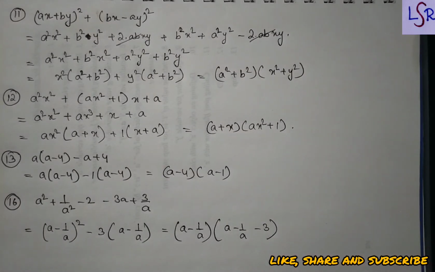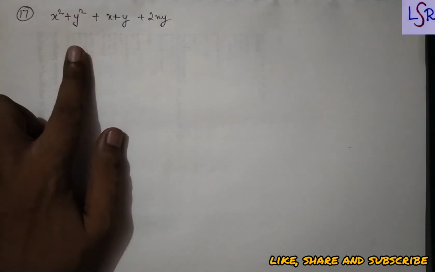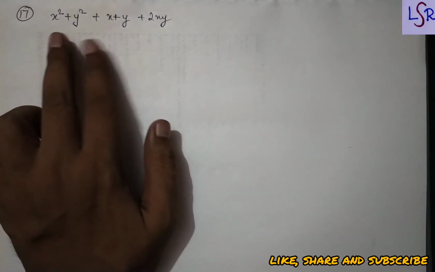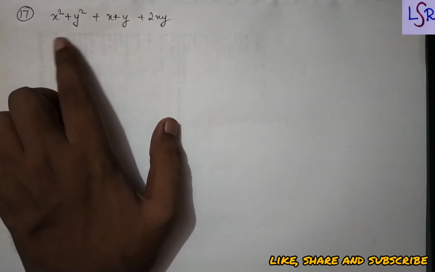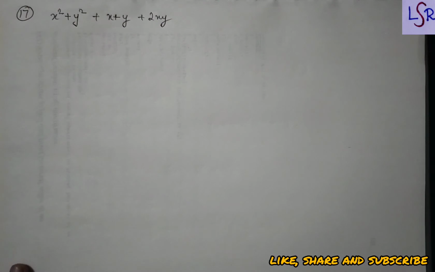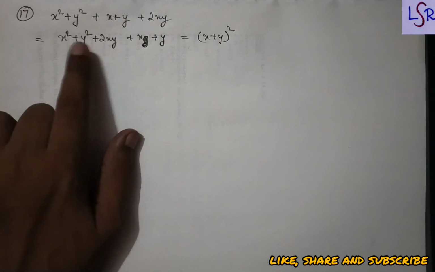Here we have question number 17. In this one, x square plus y square plus x plus y and plus 2xy. If we rearrange and put 2xy with this one, x square plus y square plus 2xy, this will give you the whole square of x plus y. And here we get x square plus y square plus 2xy, and that is the square of this one.